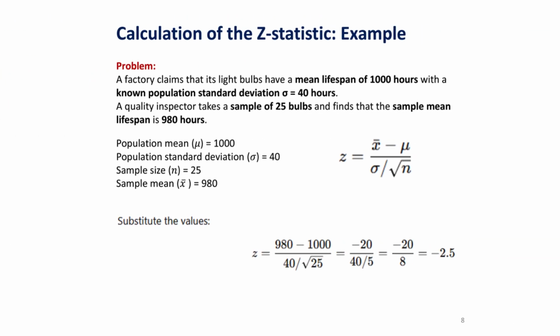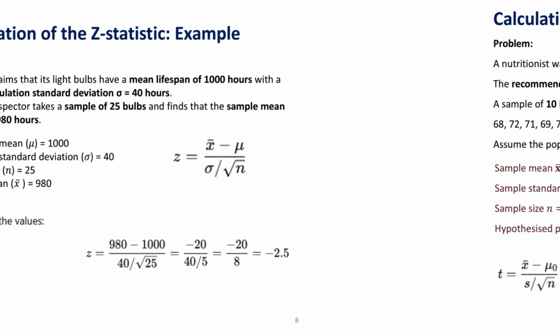The claim of the factory is that the mean lifespan, mu, is 1,000 hours and the population standard deviation, sigma, is 40 hours, based on past data. To test the claim, a sample of size n is taken and the average lifespan of the n samples, x bar, is calculated. The z statistic is calculated by substituting the given values of the parameters into the equation.